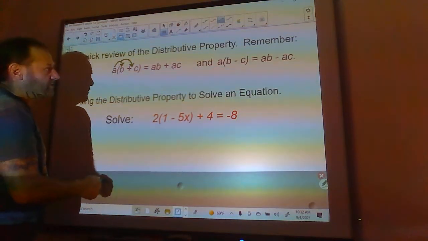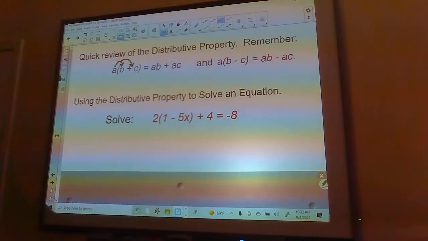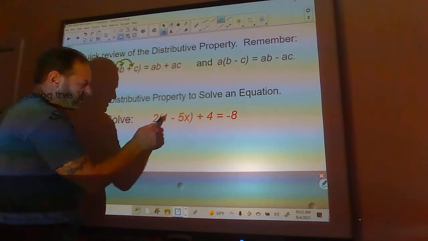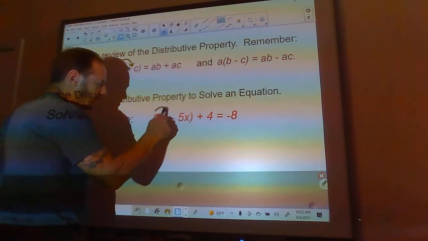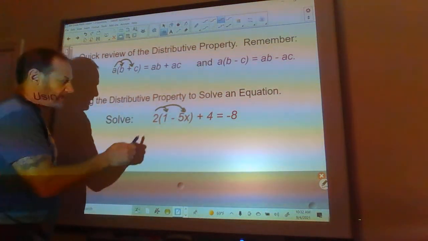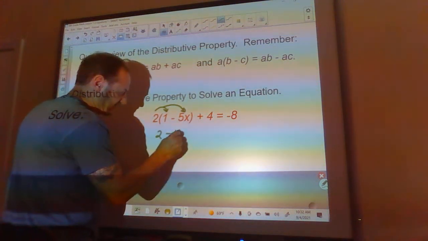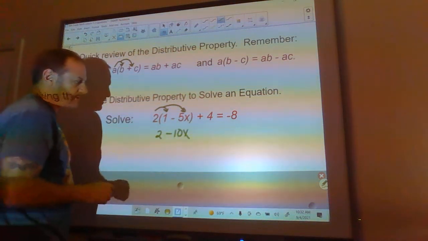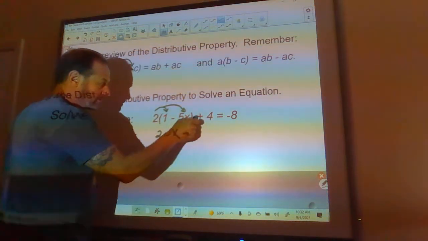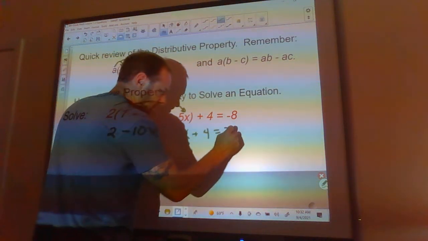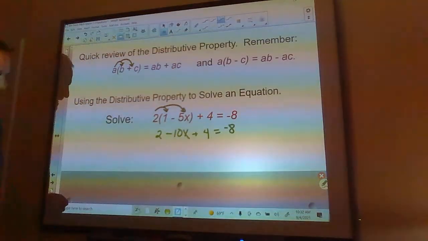Okay, so we're going to use the distributive property here to solve this equation. So I've got a 2 times this. So I've got to distribute my 2 in here. So 2 times 1 is 2. 2 times -5x is -10x. Now, I don't distribute the 2 to the 4 because it's outside the parentheses. So it's just plus 4 equals -8.